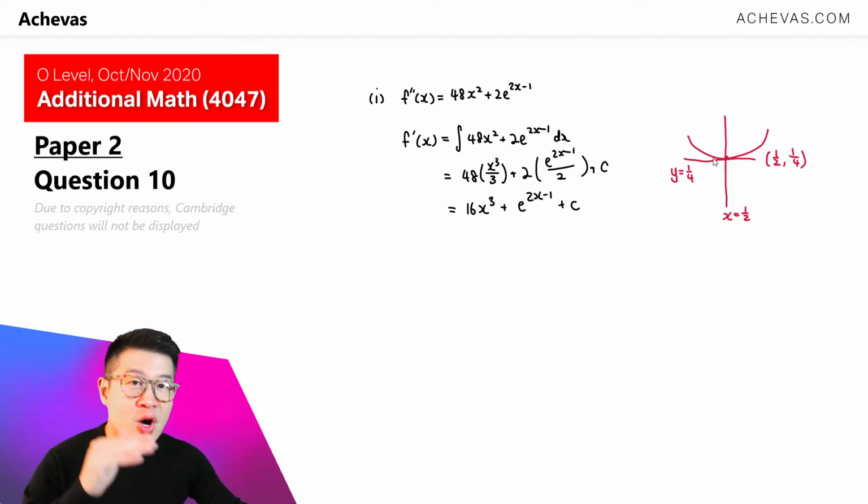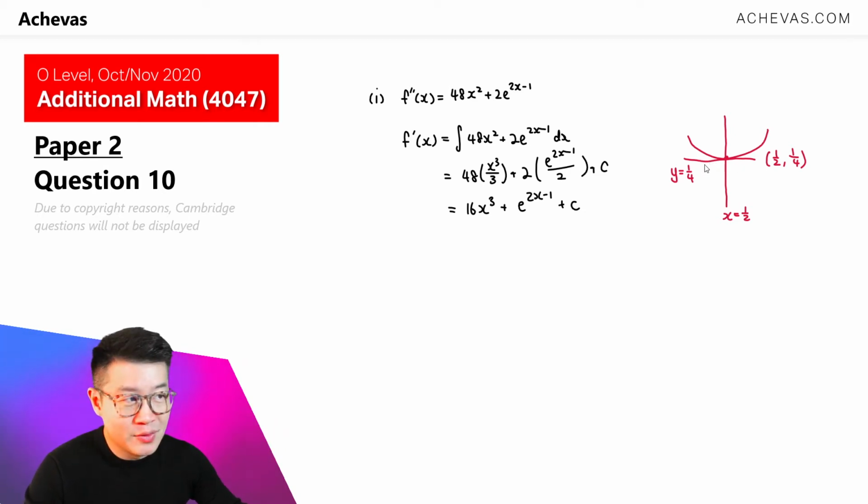And what's so special about a horizontal line? The gradient is 0, which means that f prime x is equal to 0 when x is equal to half. So making use of this, we're going to try to find c. So f prime of half, when x is equal to half, the gradient is equal to 0. So f prime is equal to 0.